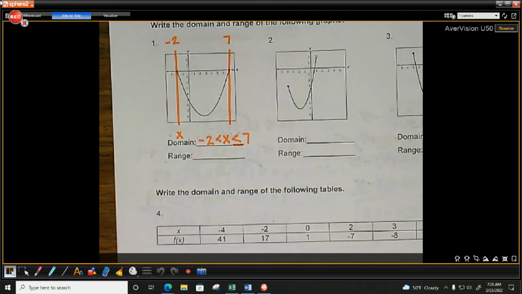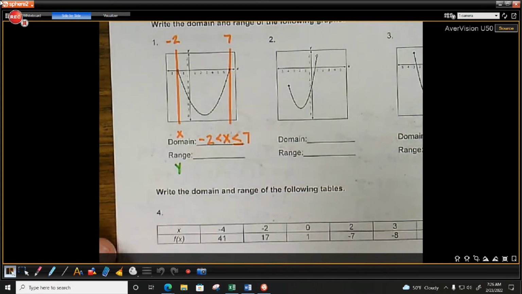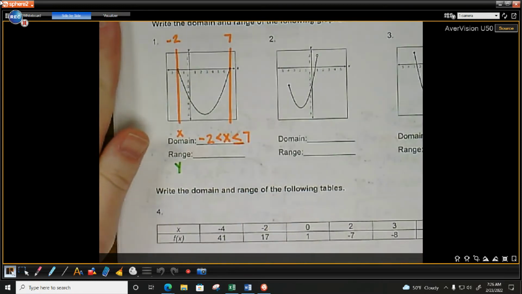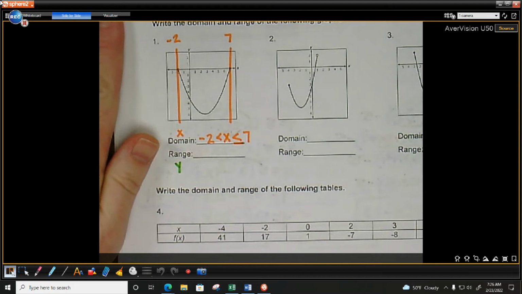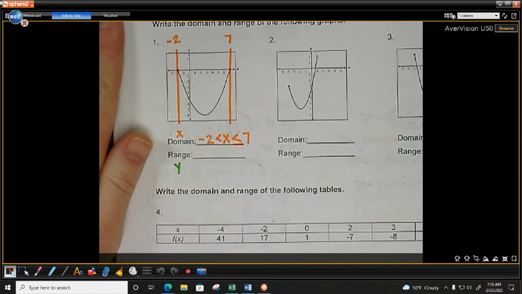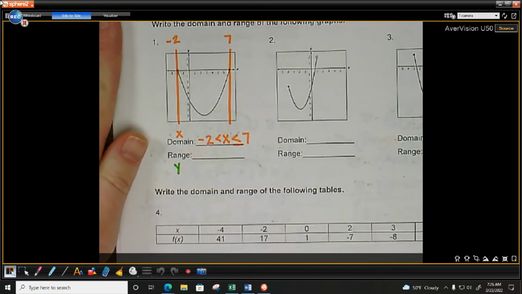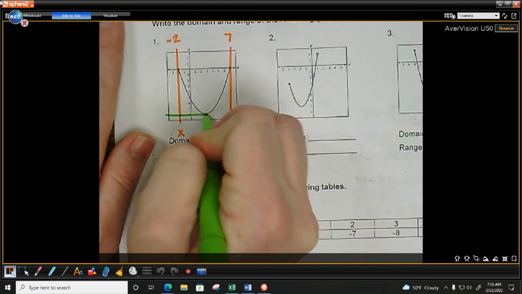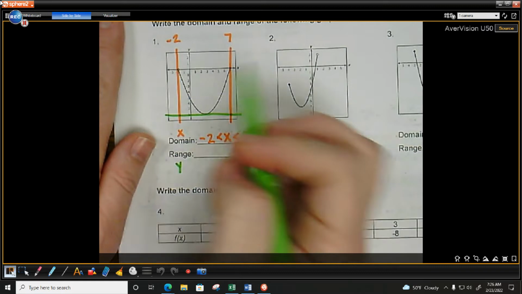Okay, range is what variable? Y. Well, look, your y-axis is labeled. That's your up and down axis. So I need to find the bottom, draw a line at the bottom, and I need to find the top and draw a line at the top. So my bottom is down here, and my top is up here.